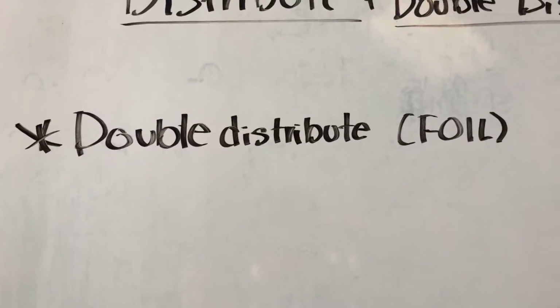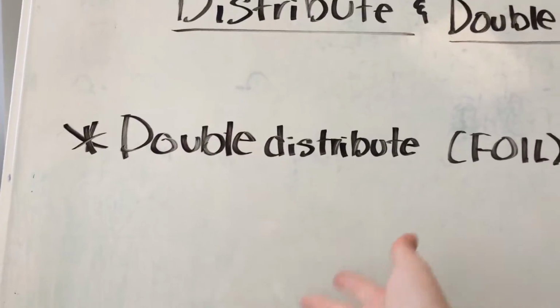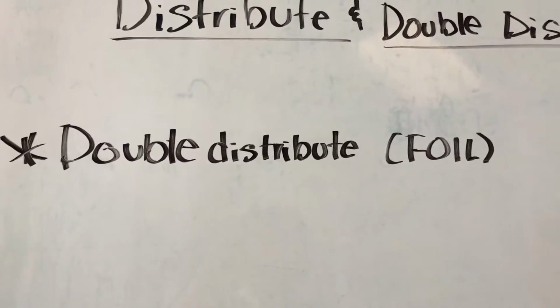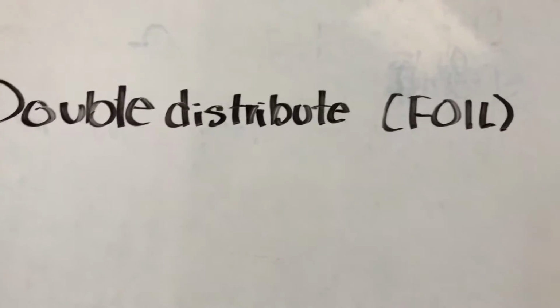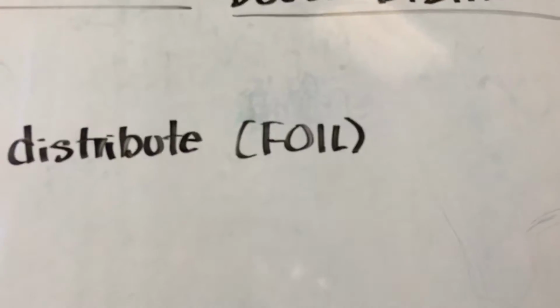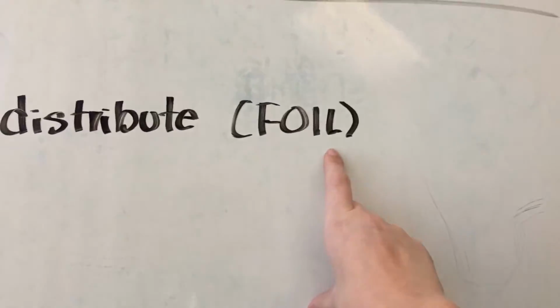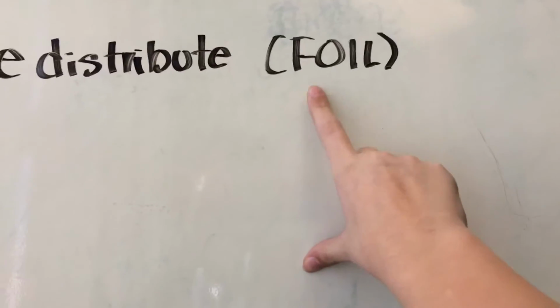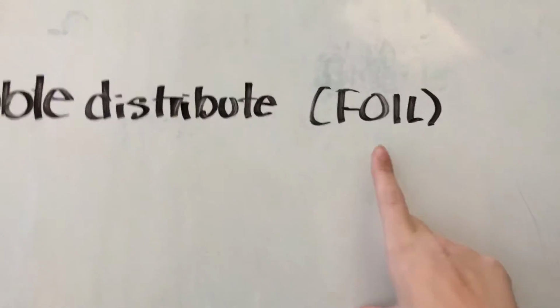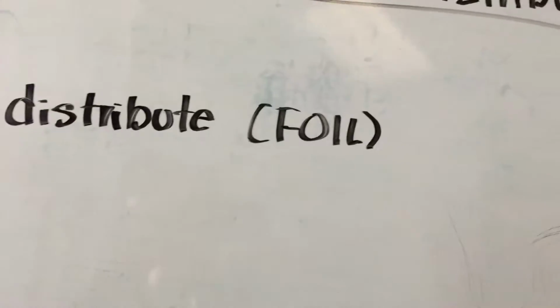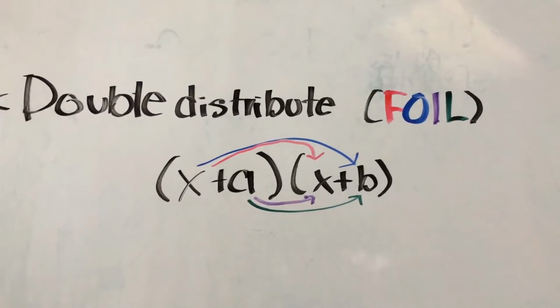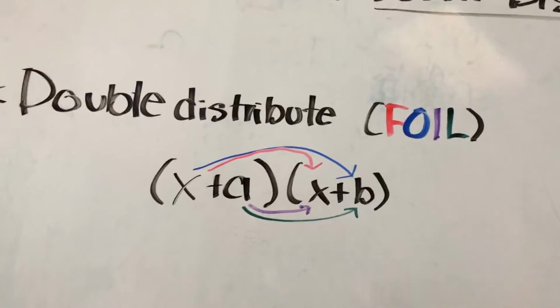Double distributive is also called FOIL because here at CSPA we love acronyms. FOIL stands for front, outside, inside, last. No, first, outside, inside, last. Close enough. And it turns into this. Ta-da!